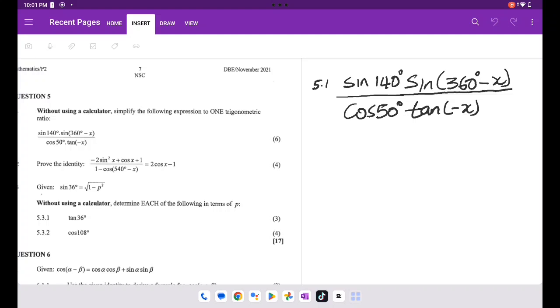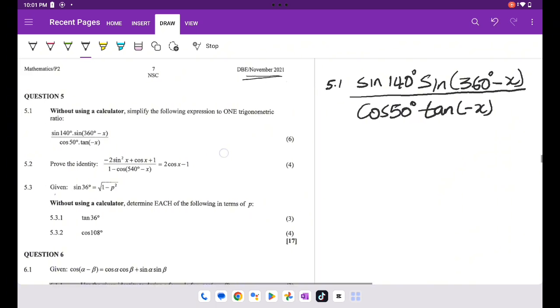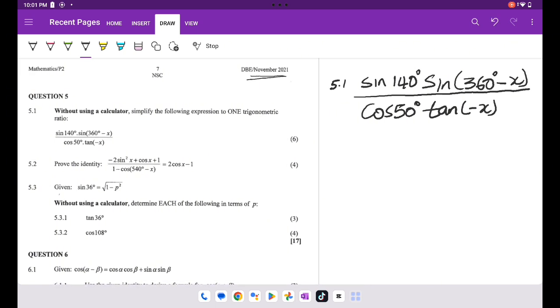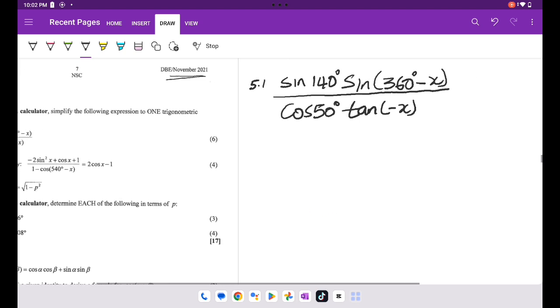Let's look at November 2021. November 2021, question 5. So we are looking at a trigonometry question here. Question 5.1: sine 140 degrees times sine (360 degrees minus x) all over cos 50 degrees times tan(negative x).